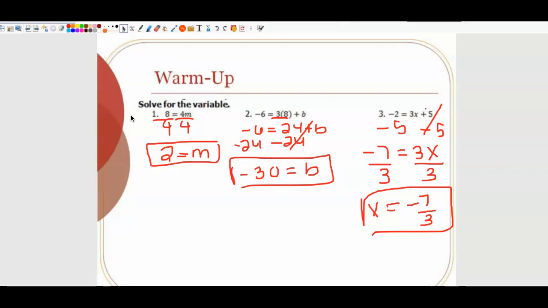So when solving for a variable, it doesn't matter if your variable is on the right or on the left. And they are symmetric, so they're equal.